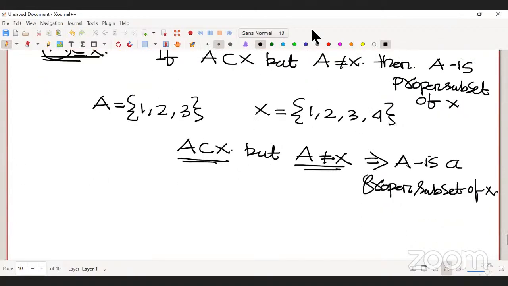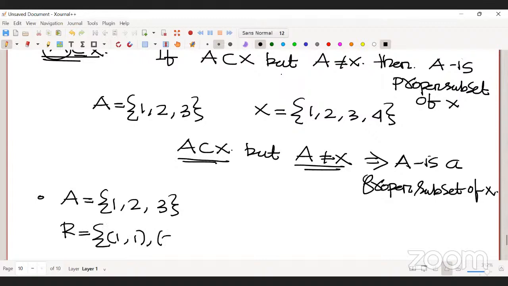Sir, can I ask? Amit Kumar, yeah. We take A equal to {1, 2, 3}, and R equal to {(1,1), (2,2), (2,3)}. Is it reflexive or not, sir?